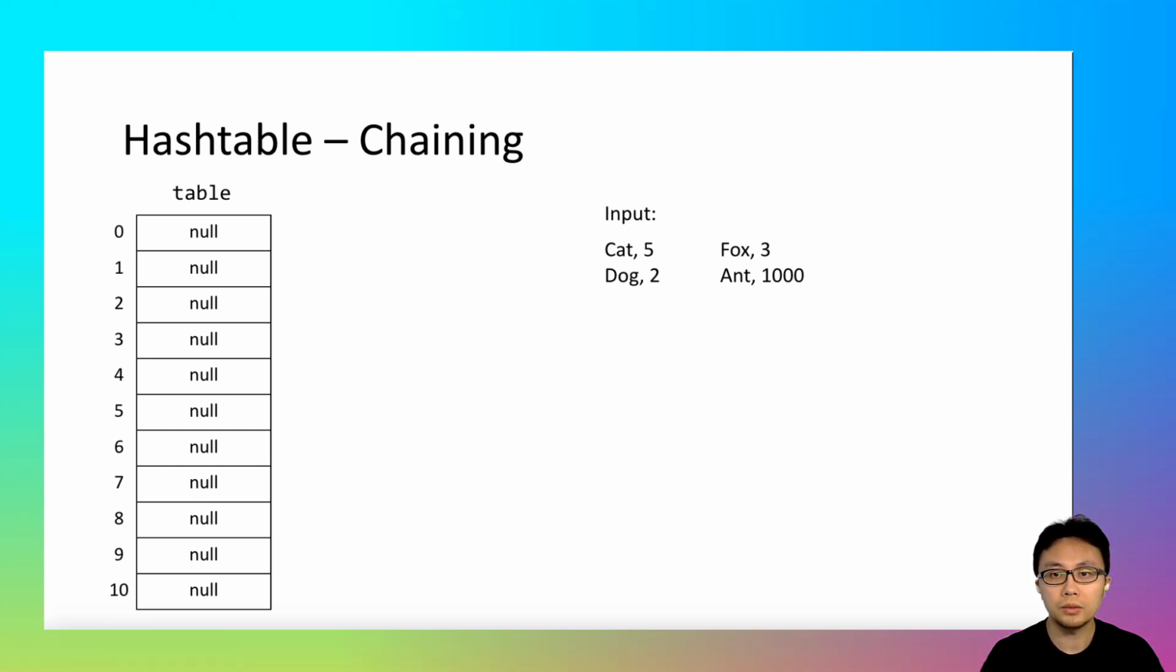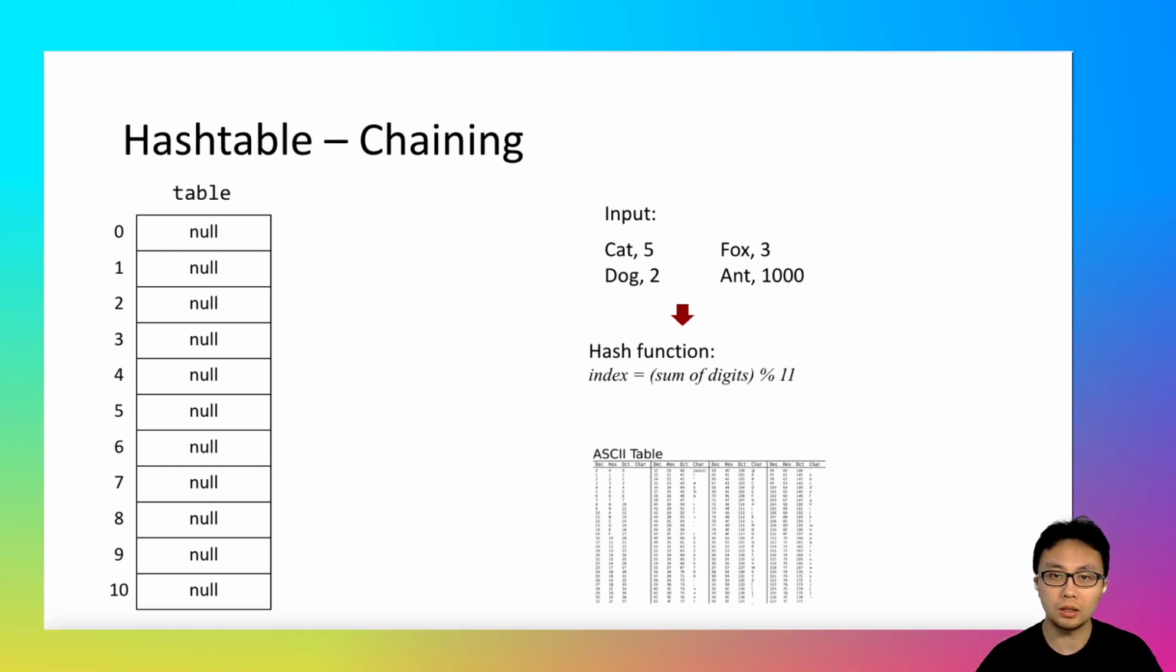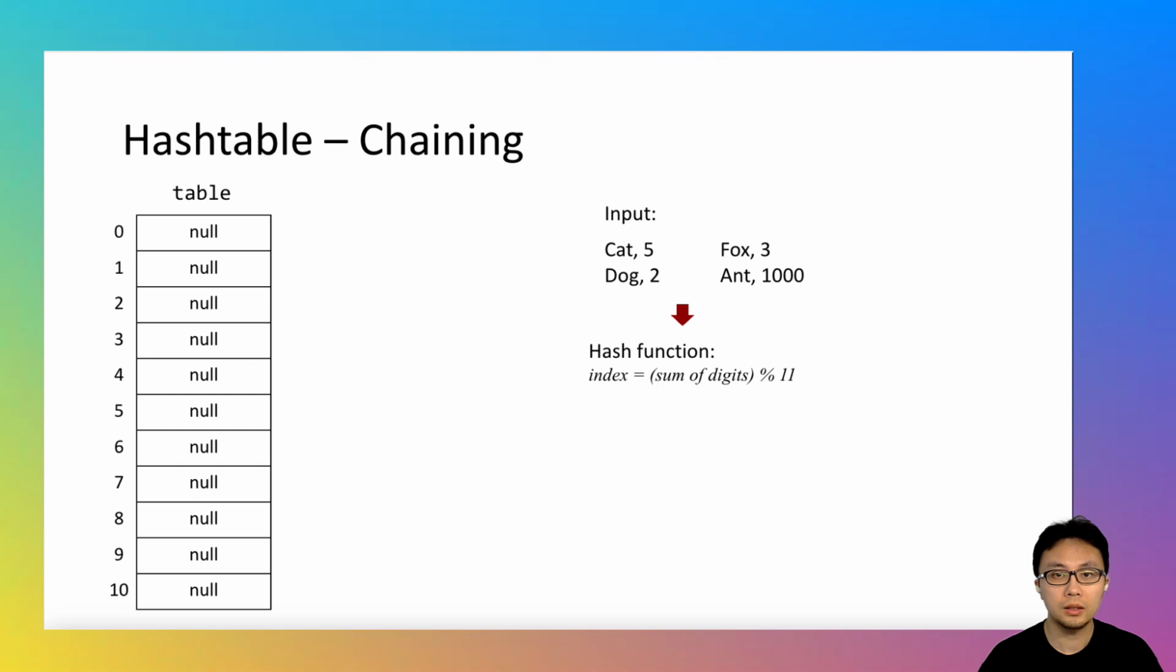For example, in the first pair of data, the key is cat, and the corresponding value is integer 5. To insert the input data into the hash table, you need to compute their positions by feeding the keys into the hash function. Based on the hash function, given a key, which is a string, you need to find the corresponding digits of each character in that key from the ASCII table. After that, you will need to add up the digits. In the end, you will divide the sum by the size of the hash table, which is 11.